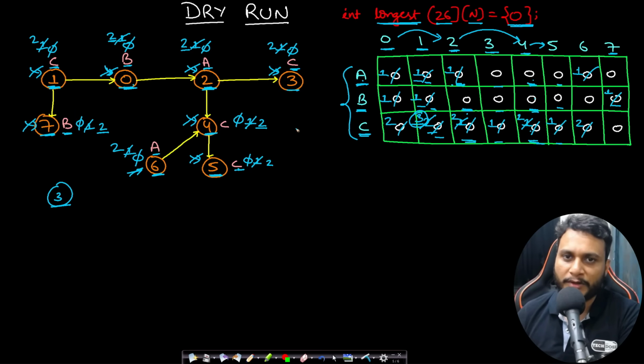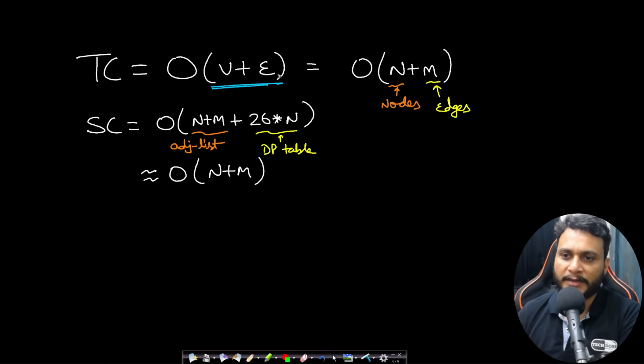So this is how we are going to solve it. Now in this particular process, since we are doing the optimal DFS call, it is going to take V plus E time. In this case, the number of nodes is n and the number of edges is m, so it will be n plus m.